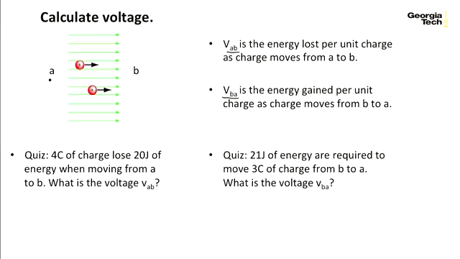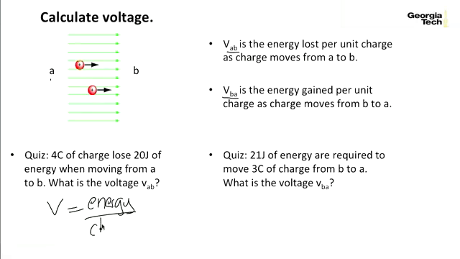The first quiz says 4 coulombs of charge lose 20 joules of energy when moving from A to B. What is the voltage, VAB? And the second says 21 joules of energy are required to move 3 coulombs of charge from B to A. What is the voltage, VBA? Pause the video for a moment and try the quizzes on your own, and then play, and we'll work through the quiz together.